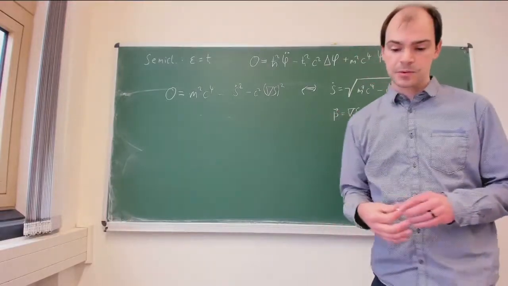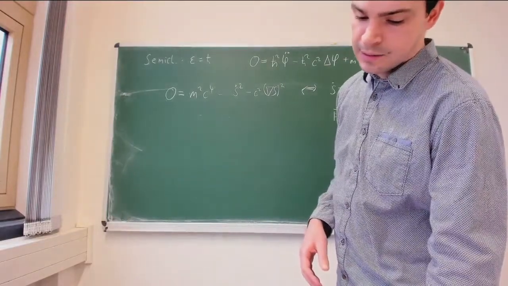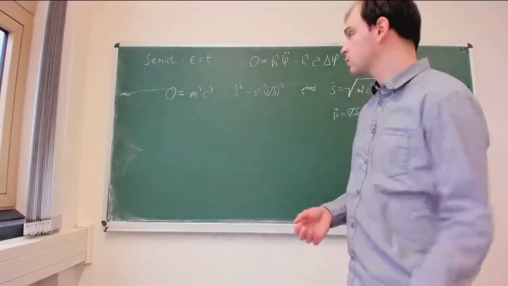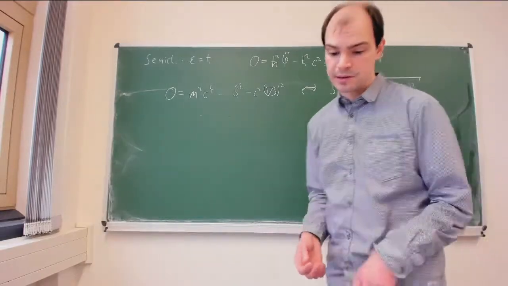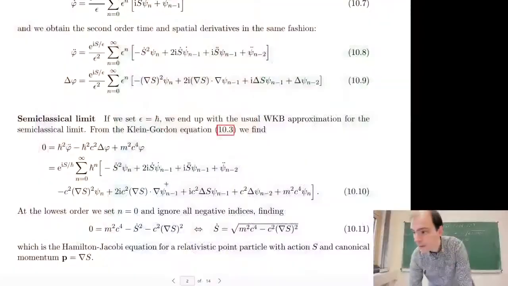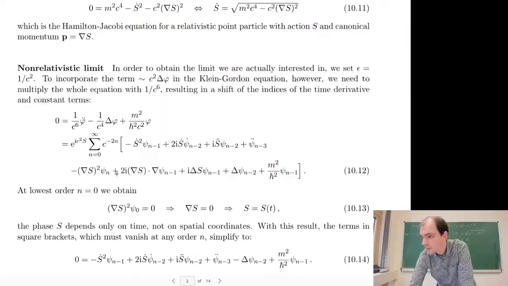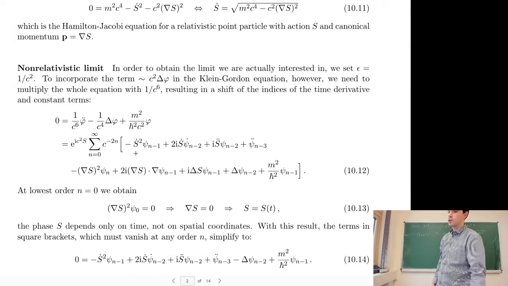And this is essentially what we've used before. And now we can do the same for the non-relativistic limit. For the non-relativistic limit, we insert now epsilon equals 1 over c squared. And we do the same, but now we have to pay attention to the fact that in the Klein-Gordon equation, the time derivative and the spatial derivatives enter at a different order in c squared. So we can divide the whole Klein-Gordon equation by c to the sixth.